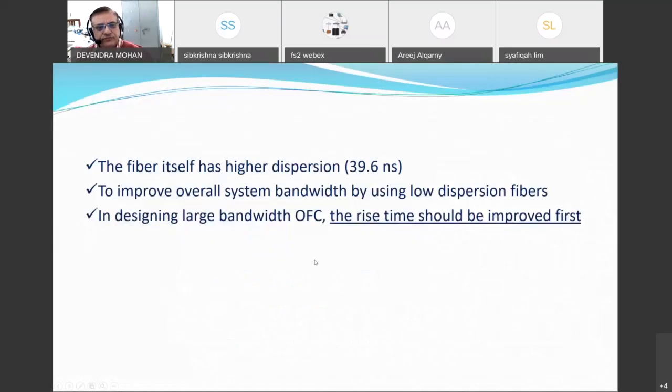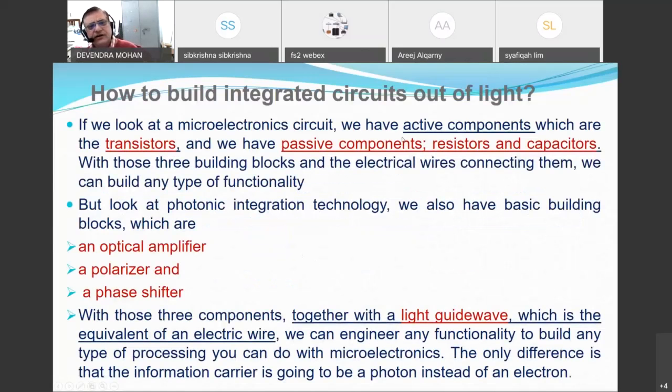So how to build? Now we want the losses to be minimized. If losses have to be minimized, then we need to do away with the conversion part, either from electrical to optical or from optical to electrical. Can we go for 100% removal of these joints? No, but certain things can be done.